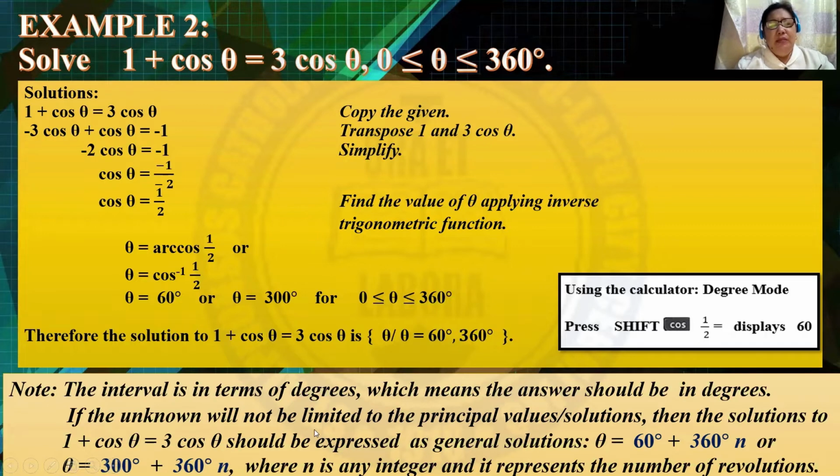If the unknown will not be limited to the principal values or principal solutions, then the solutions to 1 plus cosine theta is equal to 3 cosine theta should be expressed as general solutions. That is, theta is equal to 60 degrees plus 360 times n. n will represent any integer and also the number of revolutions. Or you can have theta is equal to 300 degrees plus 360 degrees times n.